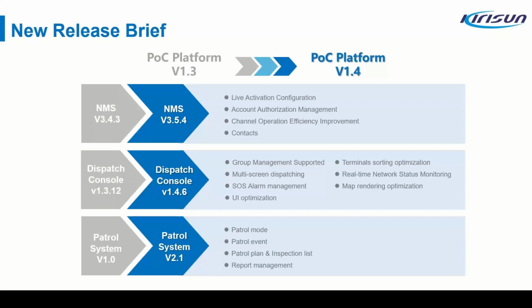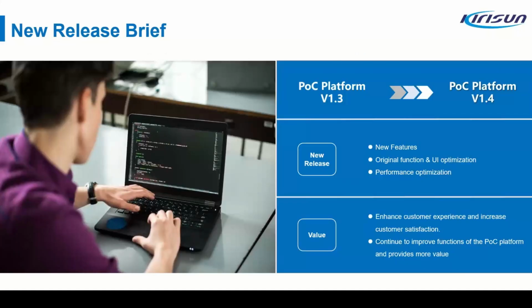The patrol system new features include the new features in the patrol mode, patrol element, patrol plan, inspection list, and report management. It not only increased new features, but also optimized the original function and the performance of the PoC platform. We will continue to improve the functions of the PoC platform to provide new value.